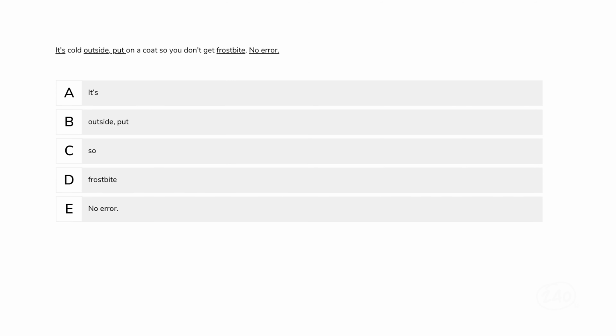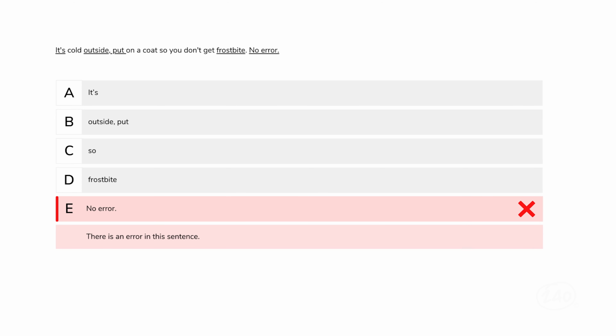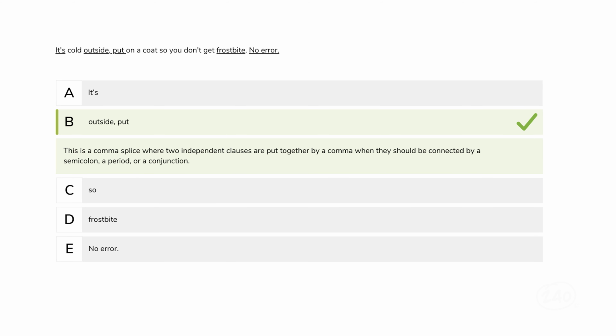Let's use our language skills and take a look at a sentence to see what kind of correction it needs. "It's cold outside. Put on a coat so you don't get frostbite." Now, I have to admit, at first I thought there was no error in this sentence, but with the immediate answer feedback feature in the study guide, I can see I need to correct my misconception and try again. This sentence does contain an error, and it's here in choice B. This is an example of a comma splice, where two independent clauses are put together by a comma when they should be connected by a semicolon, a period, or a conjunction.